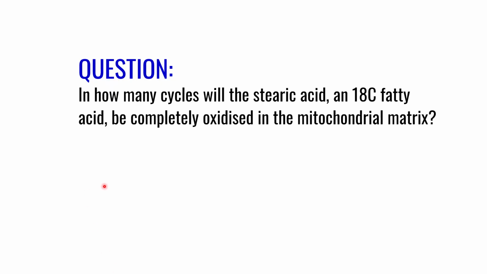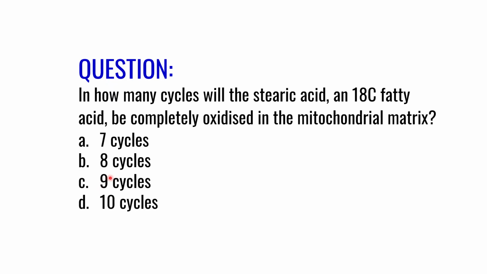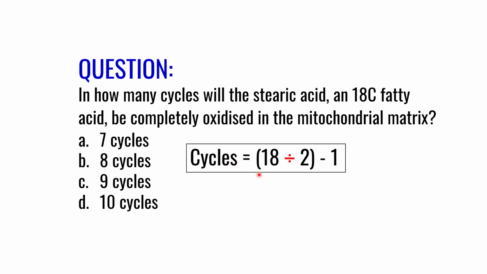Let me test your knowledge. Here is a question. In how many cycles will stearic acid, an 18 carbon fatty acid, be completely oxidized in the mitochondrial matrix? Choices are 7 cycles, 8 cycles, 9 cycles and 10 cycles. You can use this formula. Number of cycles is equal to 18 divided by 2, minus 1. The correct answer therefore will be C, 8 cycles.